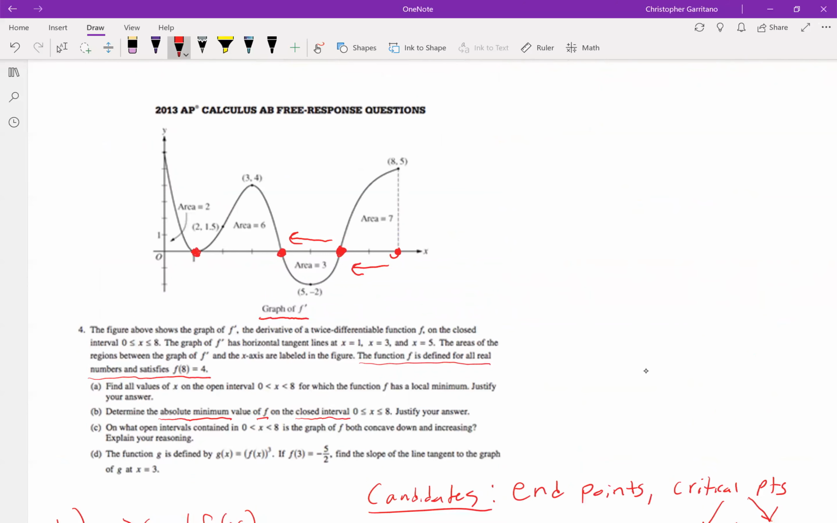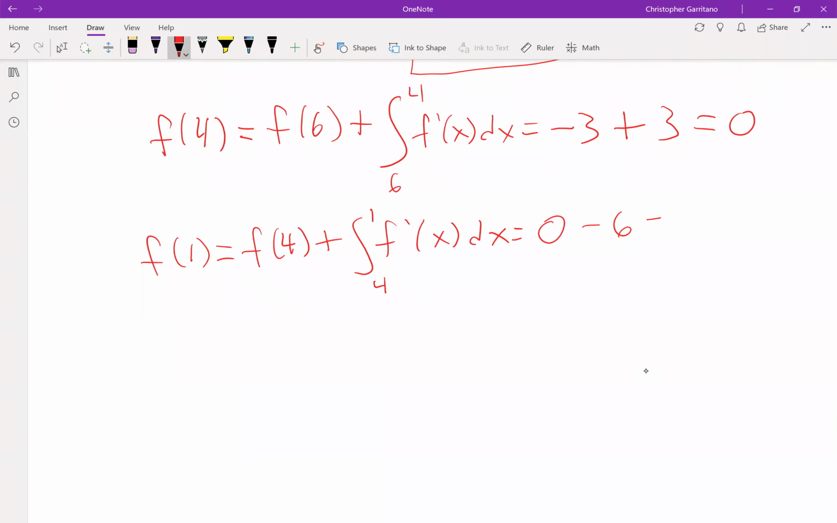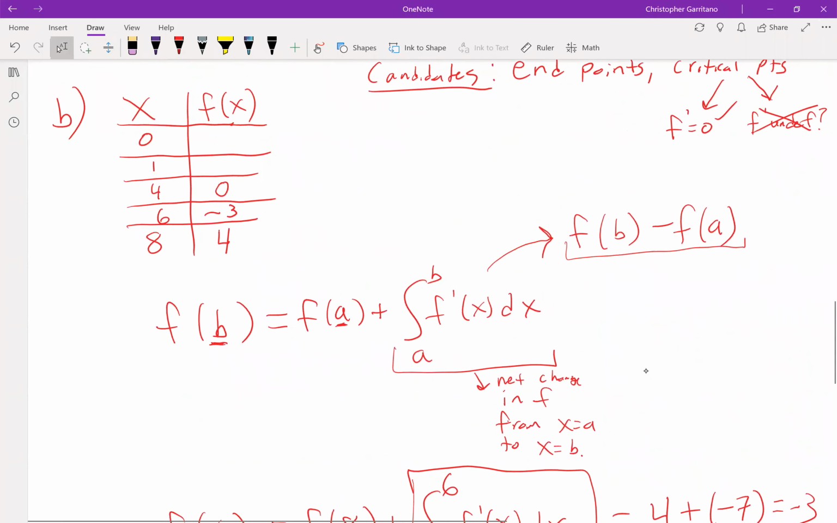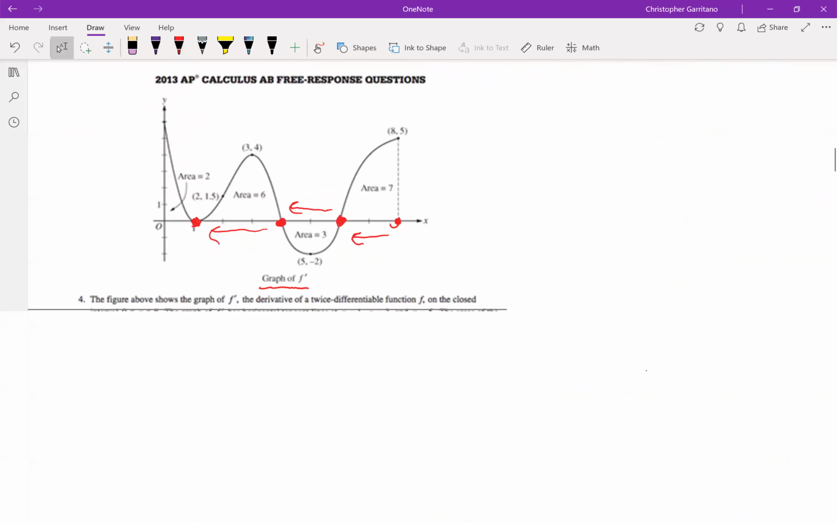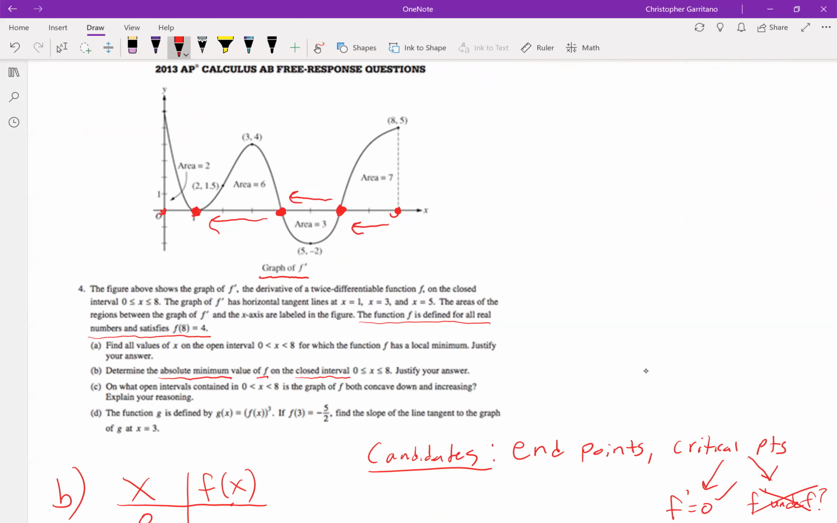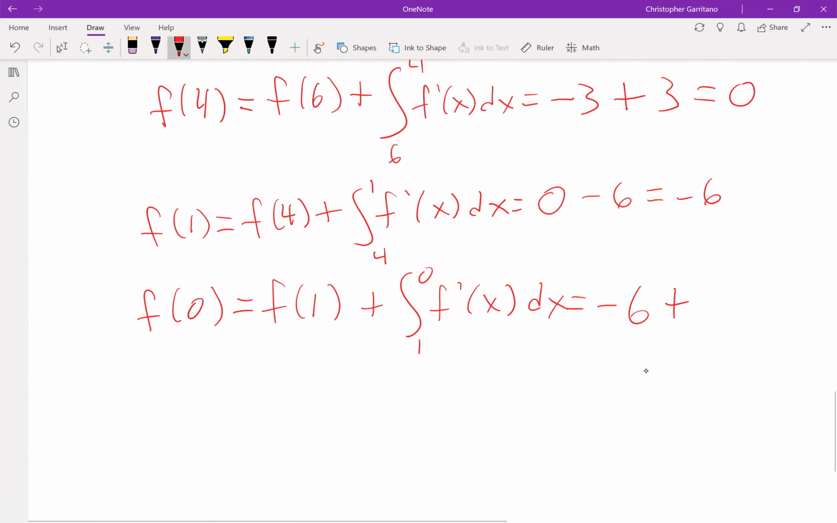The area under the curve from 4 to 1, the area itself is 6, but since we're integrating from right to left, that means these rectangles have a negative width with a positive height. Ultimately, that's a negative area for our purposes. So f of 1 is -6. And finally, f of 0. I'm going to start from f of 1. Okay, so I have -6 plus the area from 1 to 0. Again, we're moving right to left. We have negative width, positive height, which is ultimately a negative area. So this is an area of -2, which gives us -8 overall for f of 0.